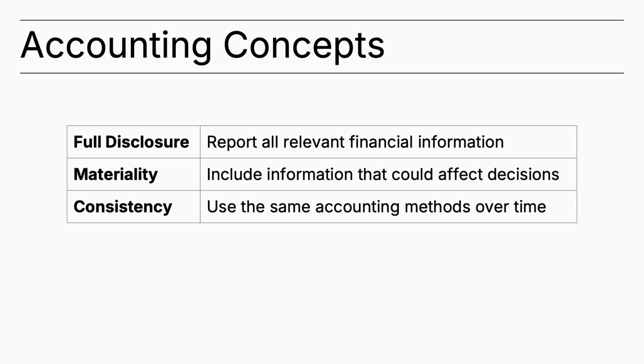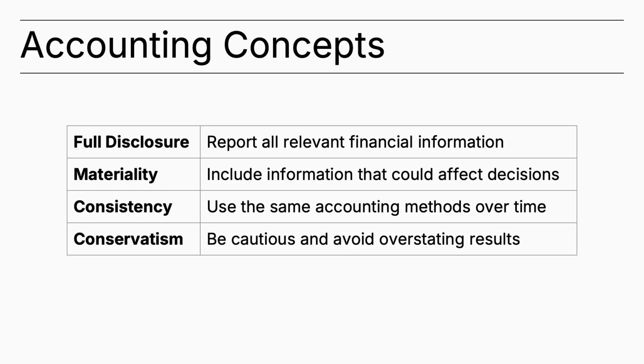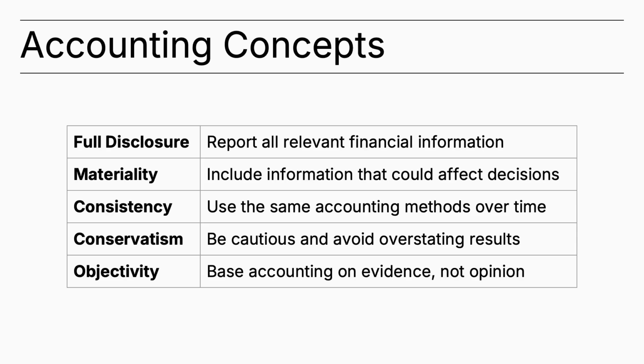Consistency means businesses should continue using the same accounting methods over time whenever possible. This makes financial statements easier to compare from one period to another. Conservatism encourages caution in accounting. When uncertainty exists, accountants generally avoid overstating profits or assets. Finally, objectivity means accounting information should be based on reliable evidence rather than personal opinions or guesses. Together, these concepts help make financial statements more reliable, comparable, and trustworthy.